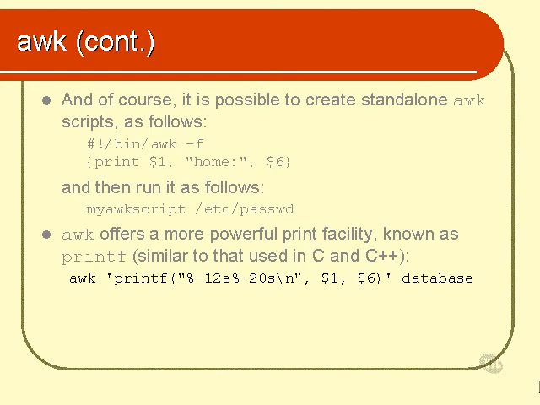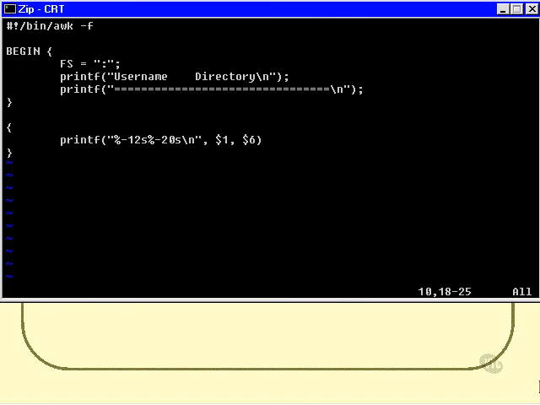Let me show you what I mean. I'll just modify that script I just showed you. So here it is, slightly rewritten, that awk script that I showed you just a moment ago. I've put in the %-12s and %-20s, so $1 will be printed in a width of 12 and $6 will be printed in a width of 20.